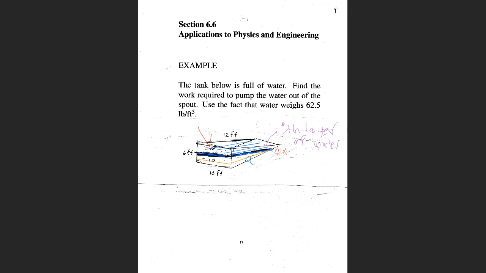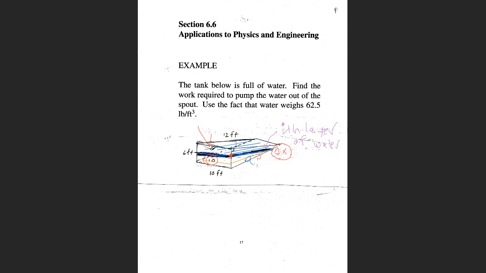One moment here. Or a box of water, a thin box of water. Length times width times height. That's right, Joseph. So here we know the width here. That's 10. The height of the ith layer of water is delta x, but the question is, what's the length? What's the length A?